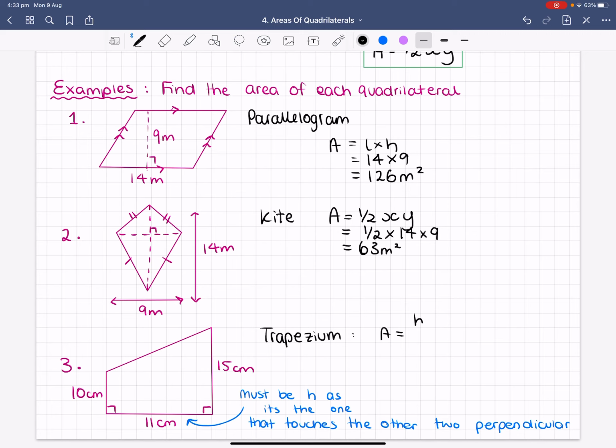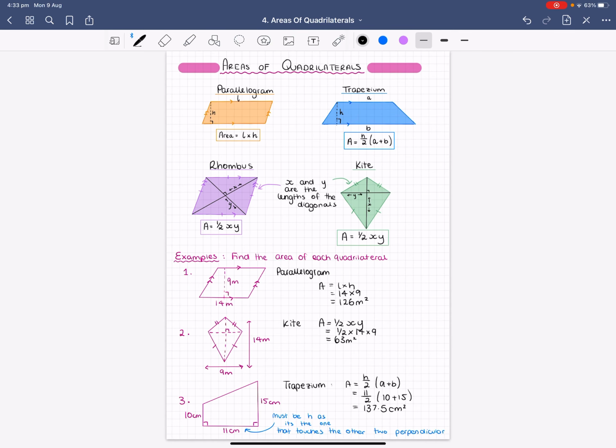Area is h over 2 times a plus b, where the h is 11 over 2 outside of 10 plus 15. And if you calculate that, you get 137.5 centimeters squared. And that's literally it.